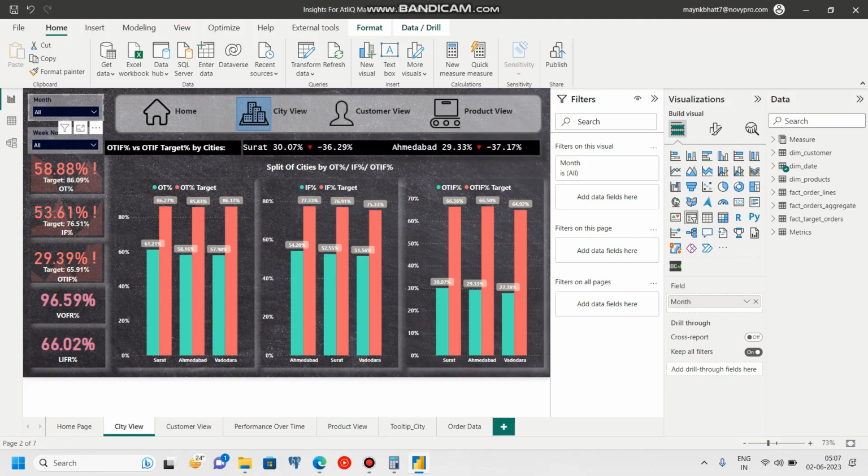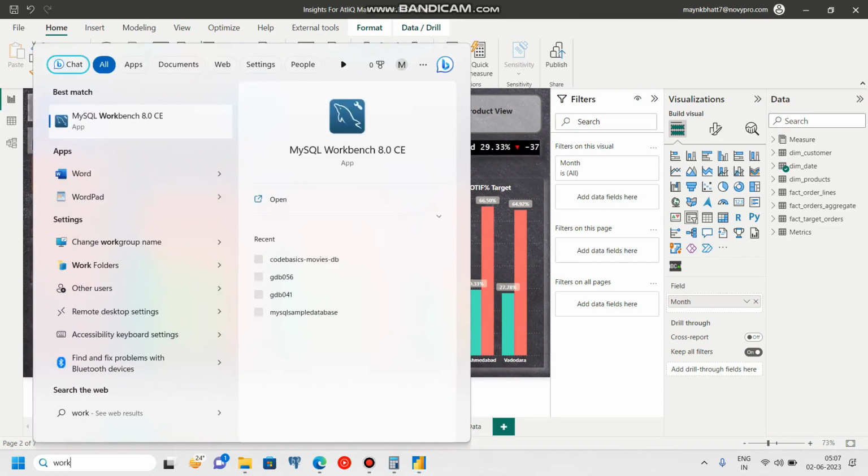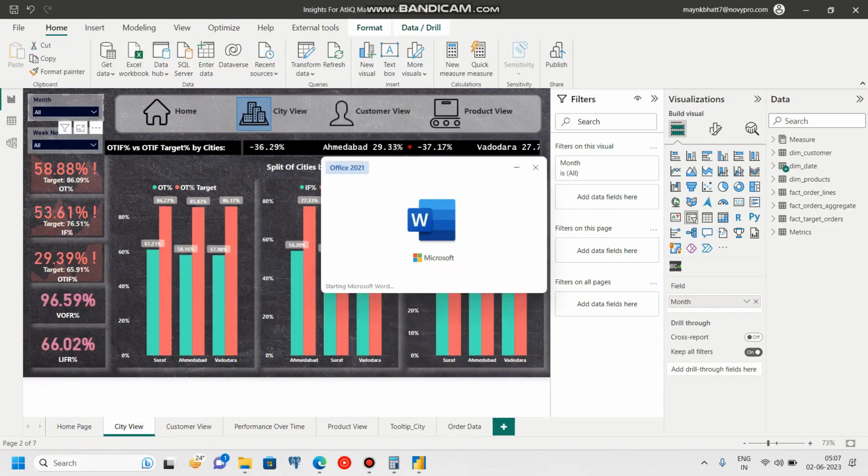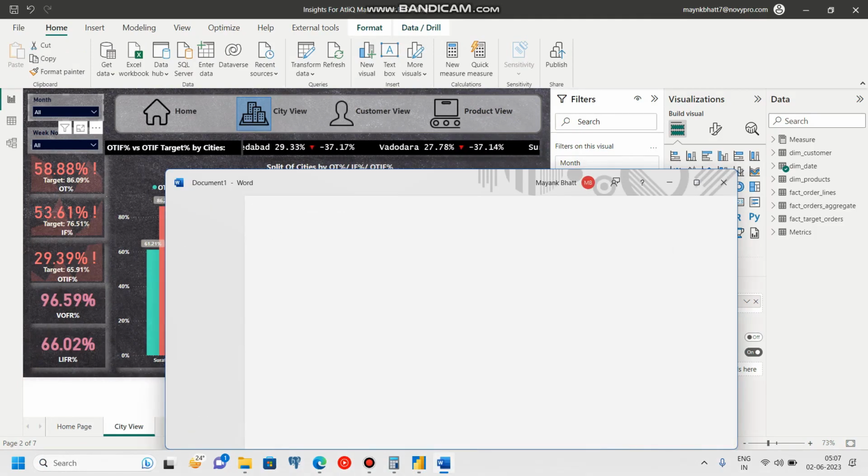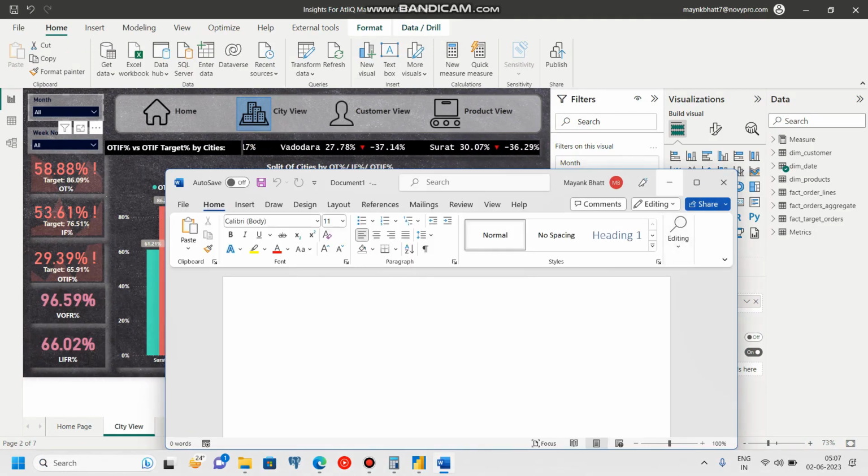We will drill down and look at each one of the charts and try to generate some insights for our dashboard. So let me quickly open a Word file wherein we can maintain the insights that we are generating from each view.